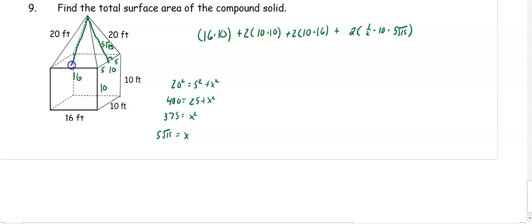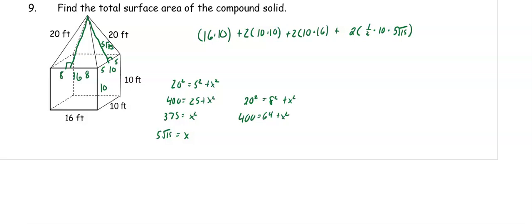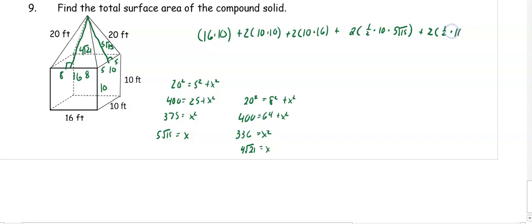And then if we go down the other way, that splits a side into 8 and 8. So we have 20 squared equals 8 squared plus x squared. 400 equals 64 plus x squared. So when we subtract 64, we get 336 equals x squared, which reduces to 4 root 21. So our slant height here is 4 root 21. So we have two triangles that are 1/2 times 16 times 4 root 21.